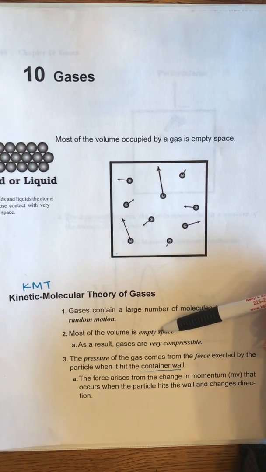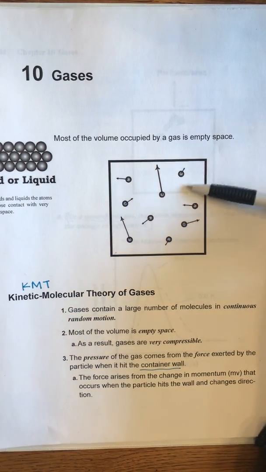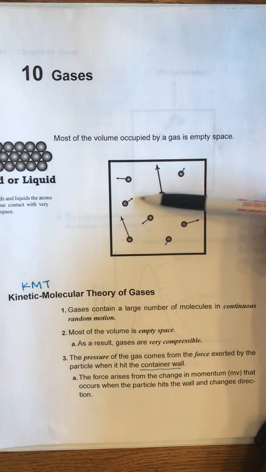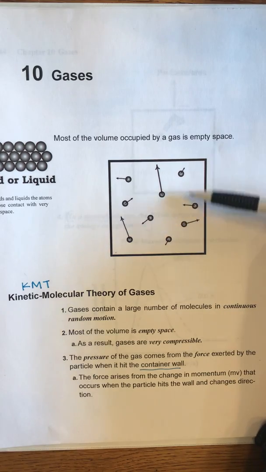Most of the volume of a gas is going to be empty space, so you can see in this diagram up here, most of this gas is just this white empty space. There's only a few actual gas particles.